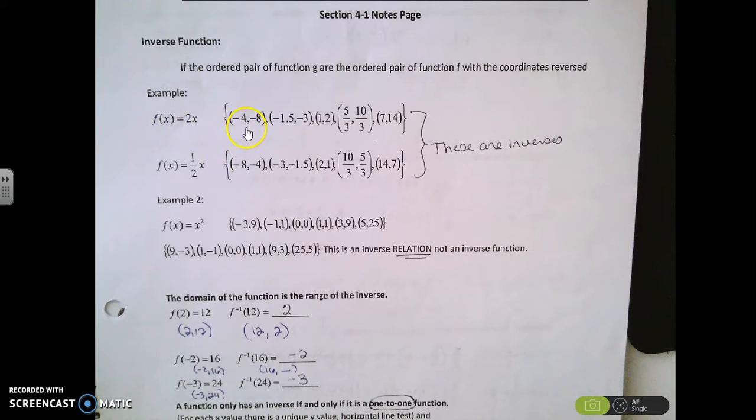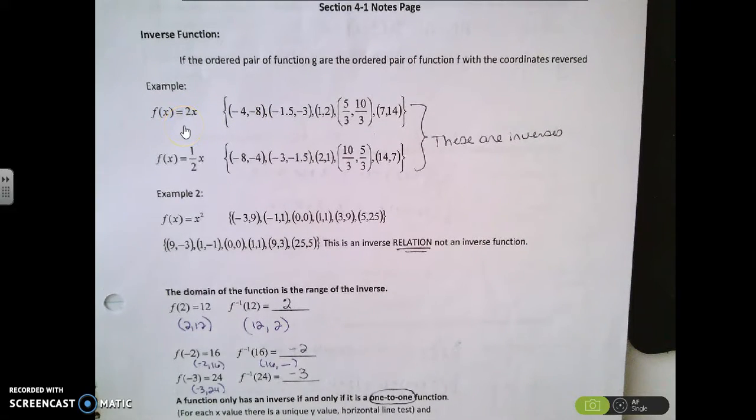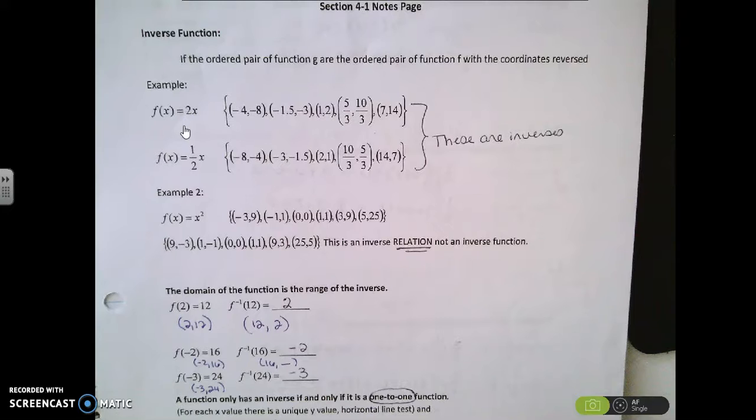So for example, I gave you this problem where I had -4 and -8. So I took the function 2x and I substituted in -4 and got -8. And then I took the function and I substituted in -1.5 and got -3. And then I substituted in 1 and got 2. So I ended up with this set of ordered pairs that represents this linear function.